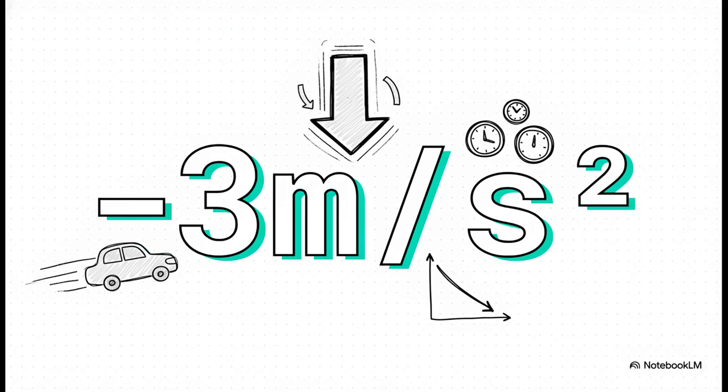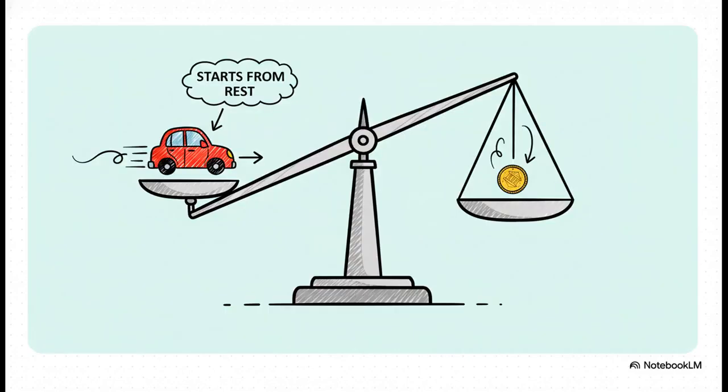But wait, notice that negative sign. Don't let that throw you. It's actually telling us something important. In physics, a negative acceleration just means the object is slowing down. That's it, it's decelerating. All right, I think we've pretty much mastered the training ground.